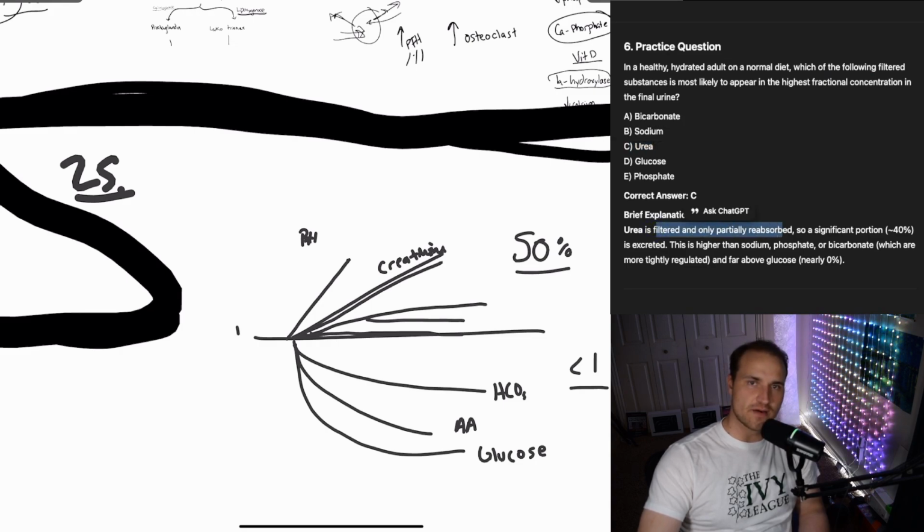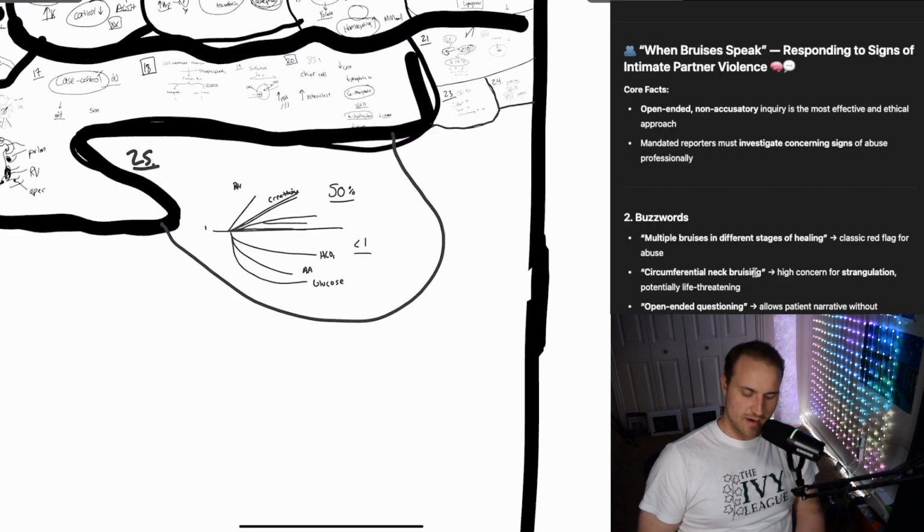Let's talk about why the other answers are wrong. Bicarb, super reabsorbed. You kidding me? Very low excretion. Sodium, tightly controlled, usually less than 1% in euvolemic patients. Glucose, that's fully reabsorbed, unless glucose is greater than 180, in which case it exceeds the threshold, and then you'll start to finally not absorb it. Phosphate, partial, but its excretion actually varies with parathyroid hormone and dietary intake. And so it's still going to be less than urea, though. Are you kidding me? All right, that was question 25.